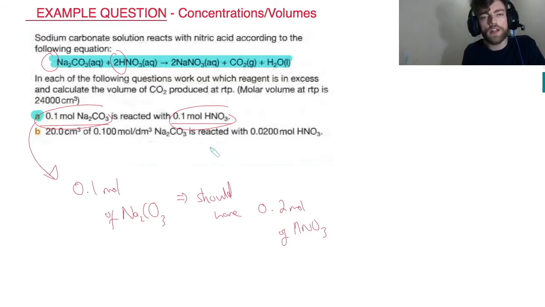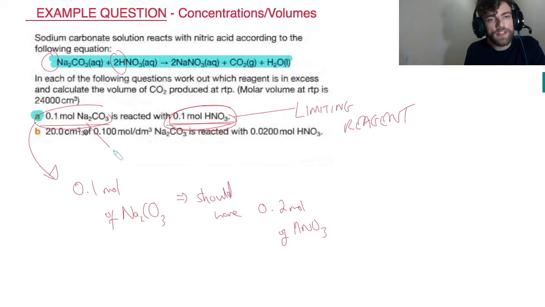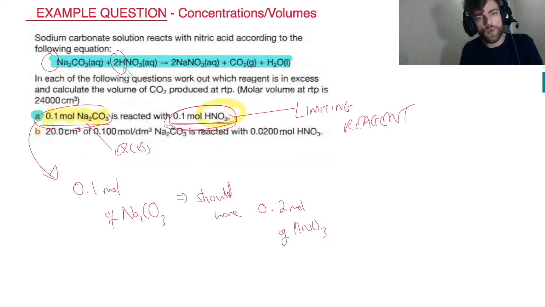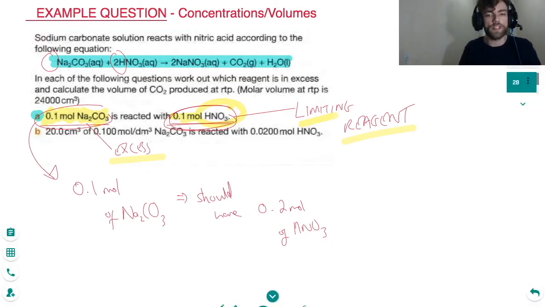I then look at this and ask myself, do I have that? No, I have significantly less, and therefore this is the limiting reagent, and this is in excess. So think of it as a sort of thought process. You say to yourself, in an ideal world, how much nitric acid would I need with this? I would need twice as much, 0.2 moles. I don't have that much, therefore this is the limiting reactant, and therefore the other chemical, which is sodium carbonate, is in excess.